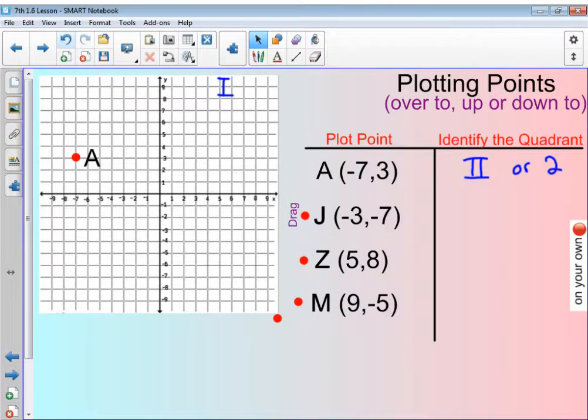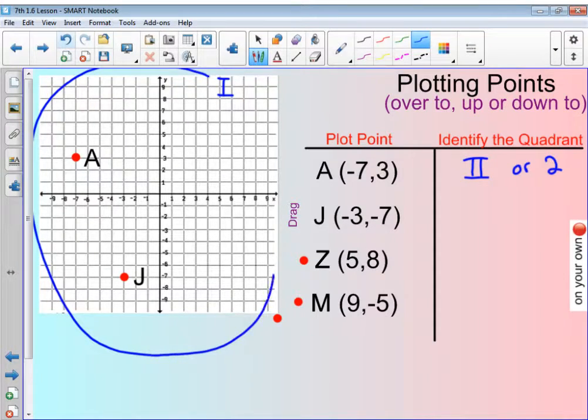Okay, so let's do J. Okay, so J is -3, -7. So we're going to go over to -3 from the origin and then down to -7. So -3 down to -7. So there's my J. Okay, once again, what quadrant would that be? So if we started up here as 1 and we work counterclockwise, okay, what quadrant would that be? Well, it would be quadrant 3. Or you could just write the number 3.